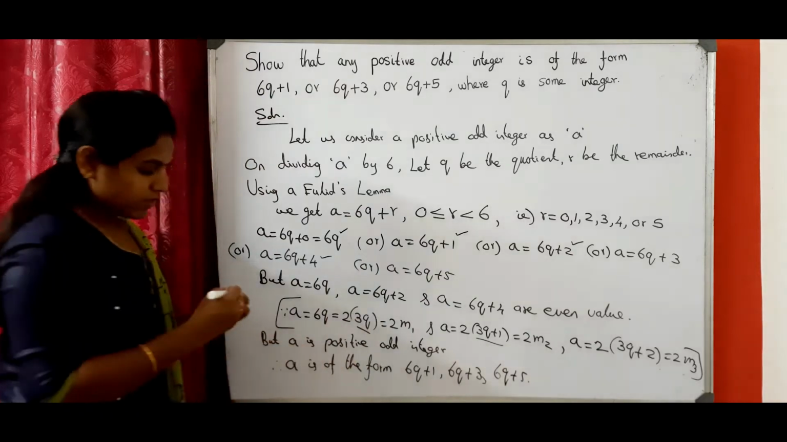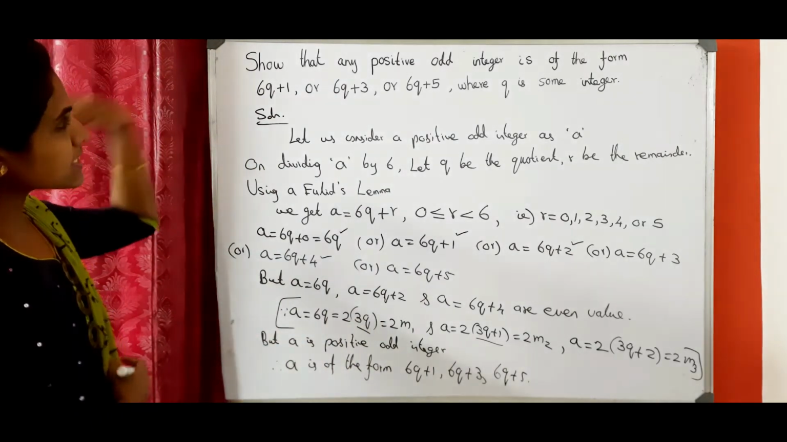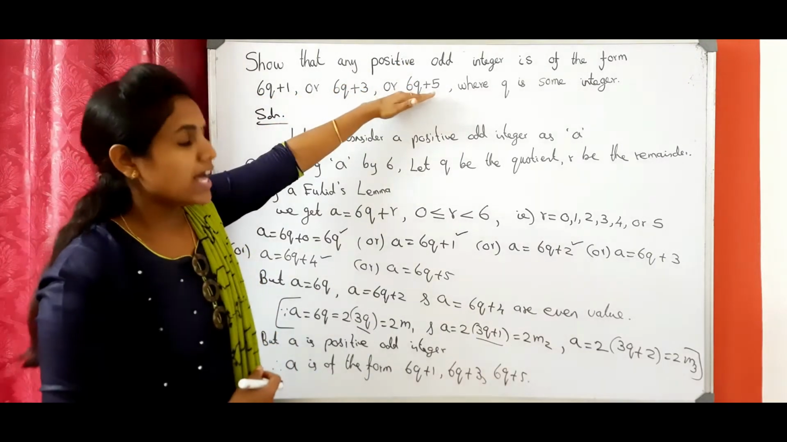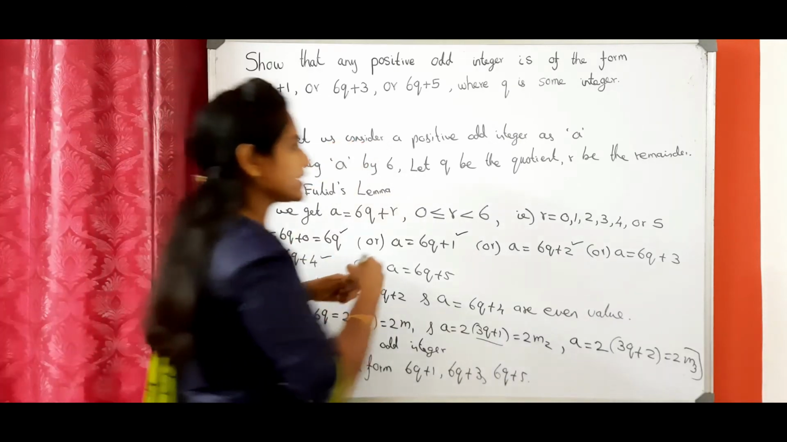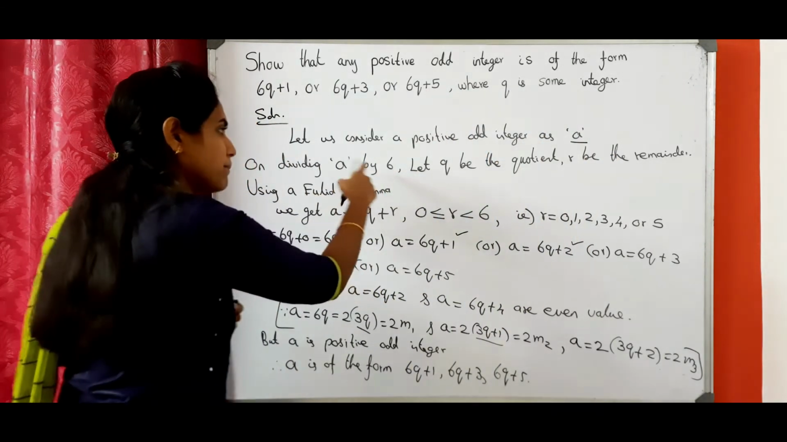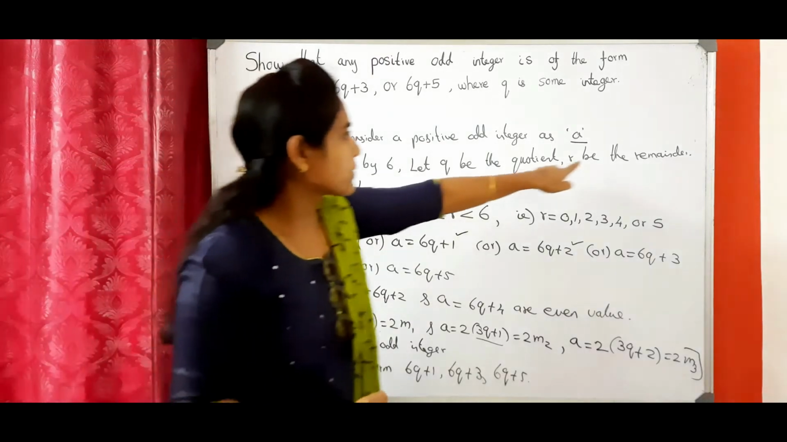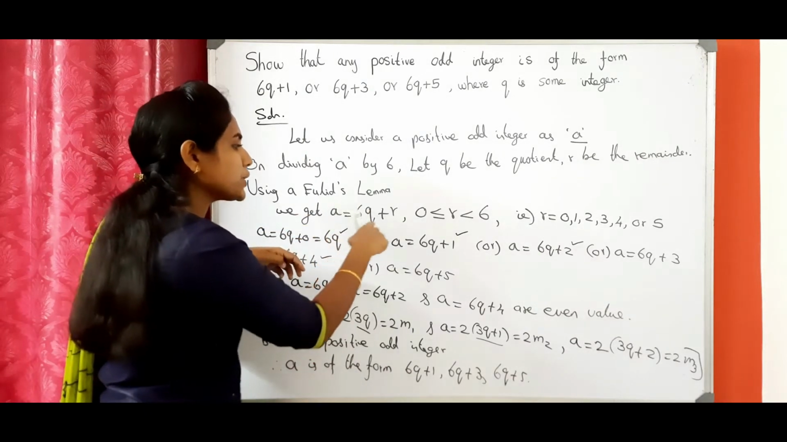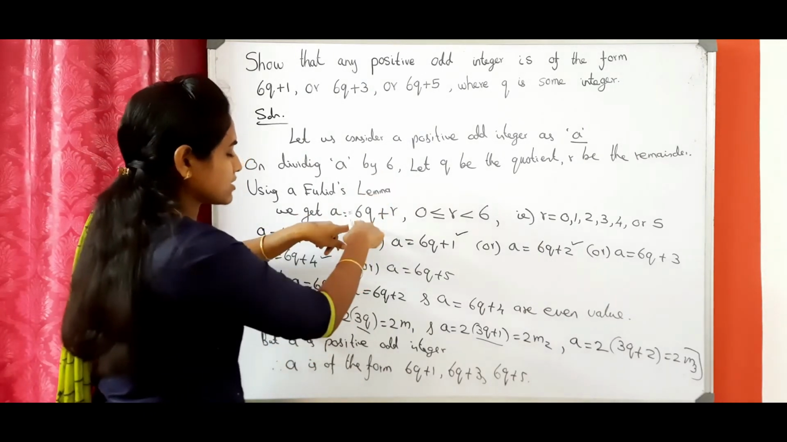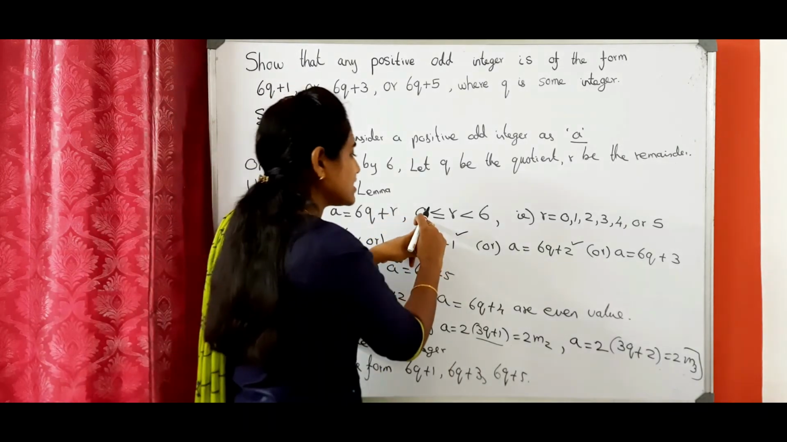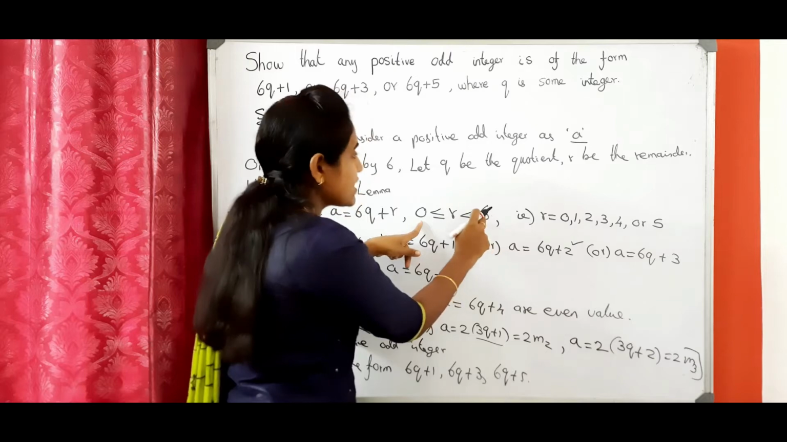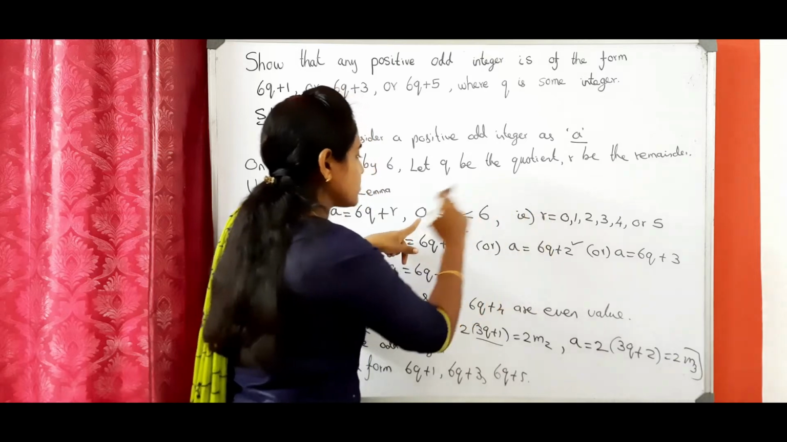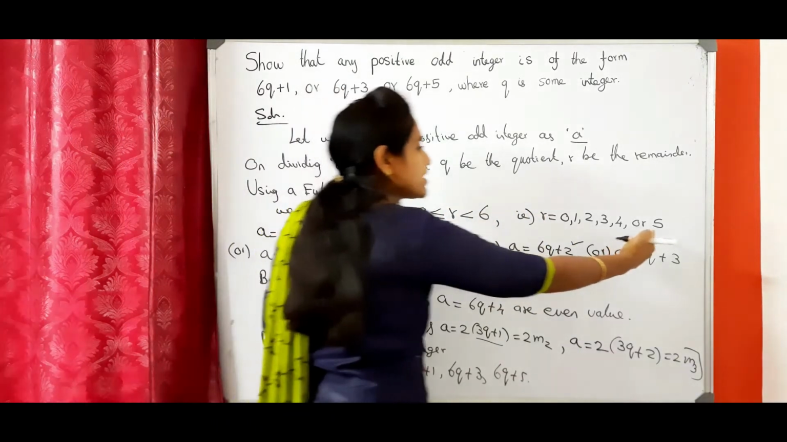Just let me explain one more time. Listen, we need to prove that any positive odd integer is of the form only these 3. Let us consider a positive odd integer is a. If we divide a by 6, the quotient is q and the remainder is r. Apply Euclid's lemma. What is Euclid's lemma? a equal to bq plus r. Here b value is 6. So 6q plus r. And what is the condition? 0 less than or equal to r less than b. Here b value is 6. So 0 less than or equal to r less than 6. That is, r value is either 0 or less than 6. Less than 6 means up to 5.